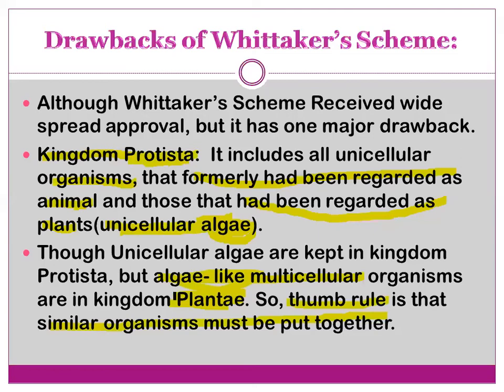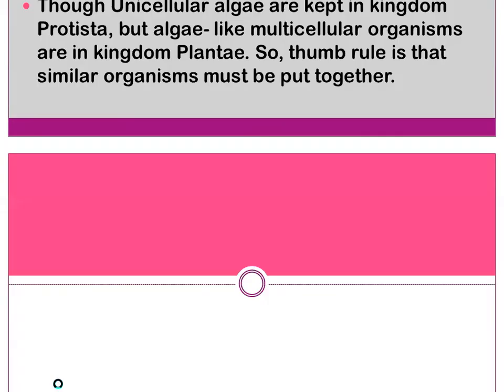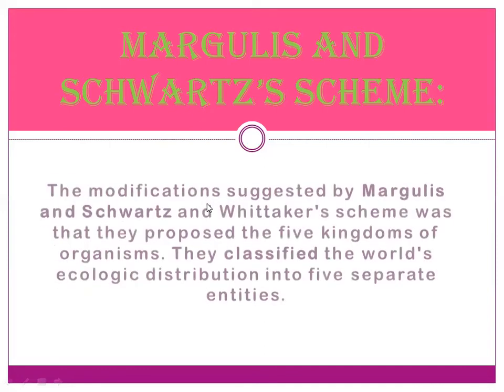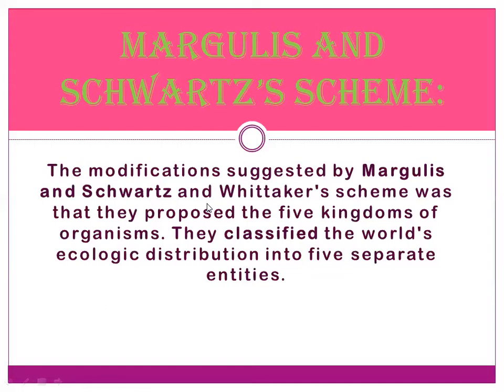After that, there were two other scientists, Margulis and Schwartz. They modified Whittaker's scheme and proposed the five kingdoms of organisms. They classified the world's ecological distribution into five separate entities. Although the Whittaker system was highly appreciated throughout the world, due to one major drawback, Margulis and Schwartz modified it.